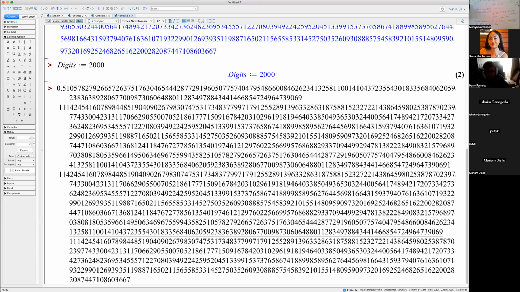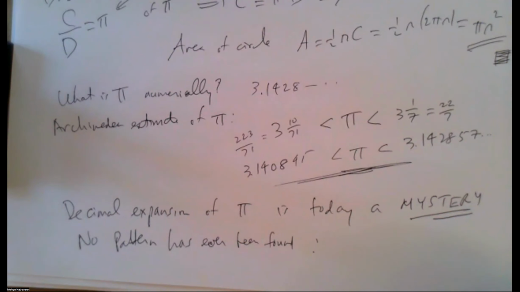Well, I mean, it's not hard to prove. If you take any fraction and you expand it as a decimal, it'll be an infinite decimal, but it repeats from some point on. But the period could be extremely long. But with pi, it doesn't repeat, and no one has ever found any pattern.